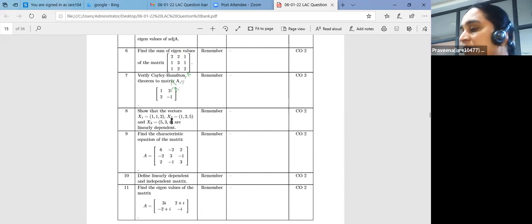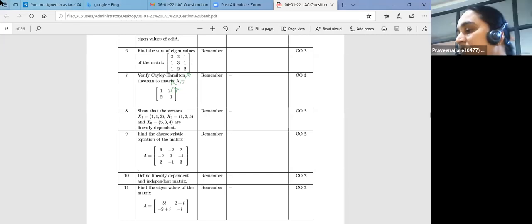Tell me. I told you at the start of the second unit. Det A means what? I mean, linearly dependent means what? Det A not equal to 0 or equal to 0? Equal to 0, right?